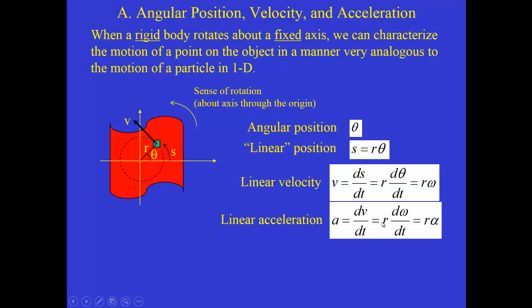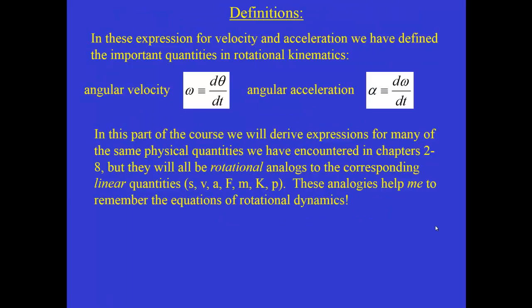R again is a constant. And so we get r times d omega dt, and d omega dt is the time rate of change of angular velocity, which we will call the angular acceleration. And so, for the moment, take a quick look. Position equals radius times angular position. Linear velocity equals radius times angular velocity. Linear acceleration equals radius times angular acceleration. So there's a very simple relationship between all these three quantities.